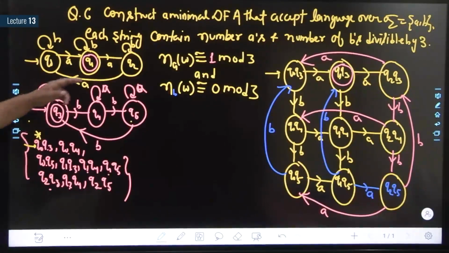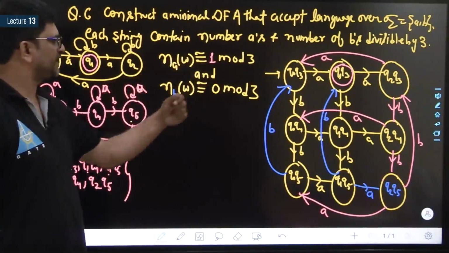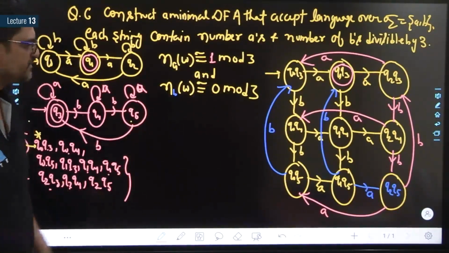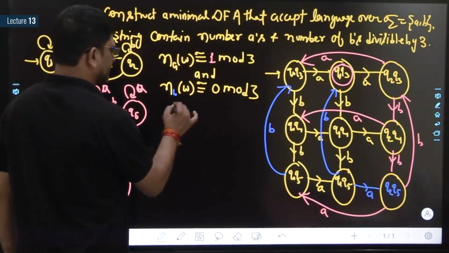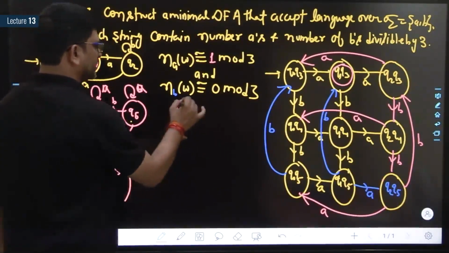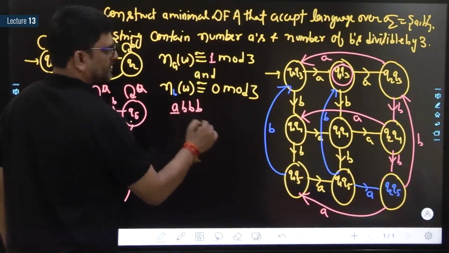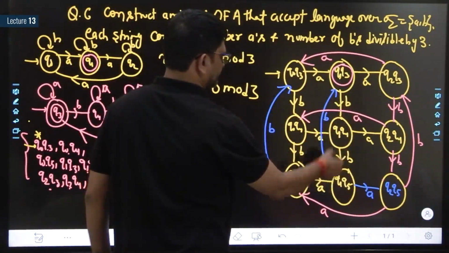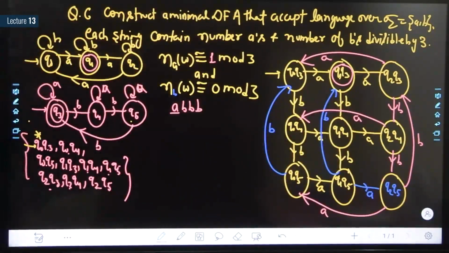Number of A's is divisible by 3 with remainder 1, and number of B's is divisible by 3 with remainder 0. It means this accepts this language. A single A is also accepted. A triple B is accepted. A, B, B, B is accepted. Clear? Check.